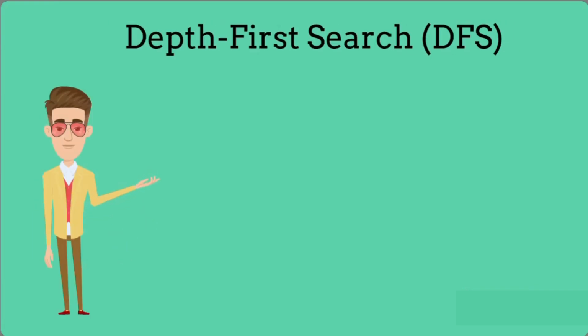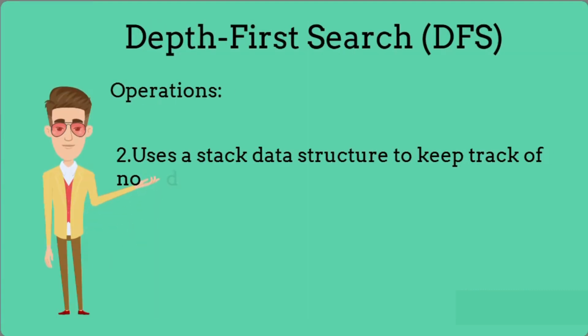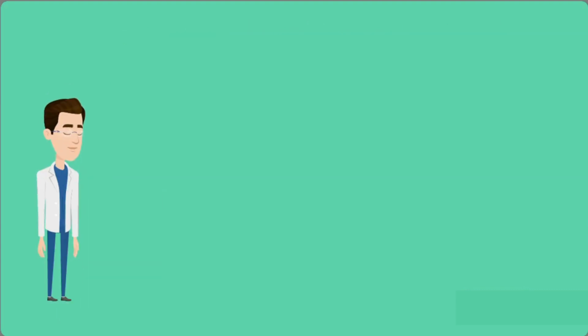Next is depth-first search, DFS, operations. 1. Starts from a source node and explores as deep as possible along a branch before backtracking. 2. Uses a stack data structure to keep track of nodes to be visited. Here is an example for depth-first search.